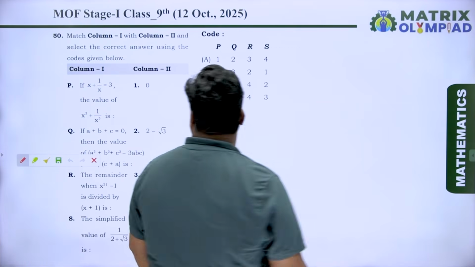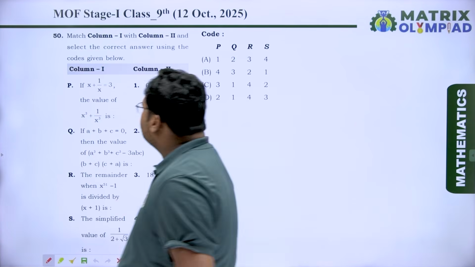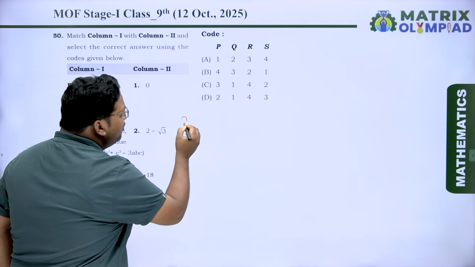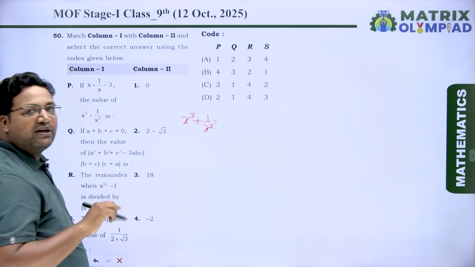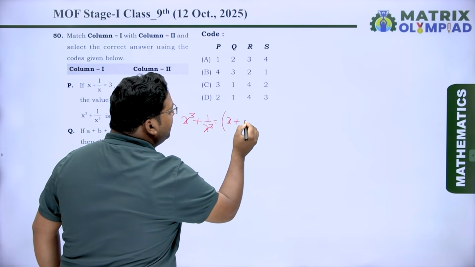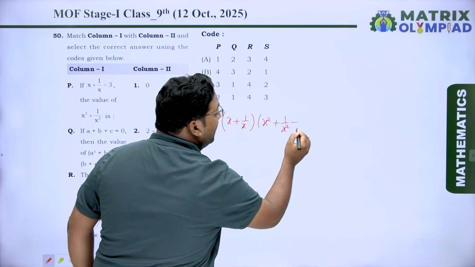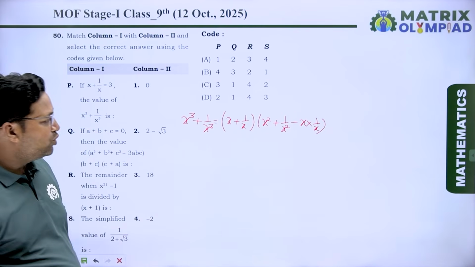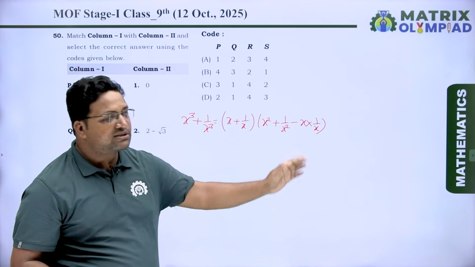So the next question is a match-the-column based question. The first statement is given: if x plus 1 upon x equals 3, the value of x cube plus 1 upon x cube is. Here we know the identity of a cube plus b cube, which is a plus b into a square plus b square minus a into b. So here x cube plus 1 upon x cube is x plus 1 upon x into x square plus 1 upon x square minus x into 1 upon x.